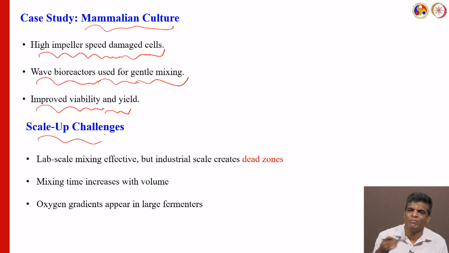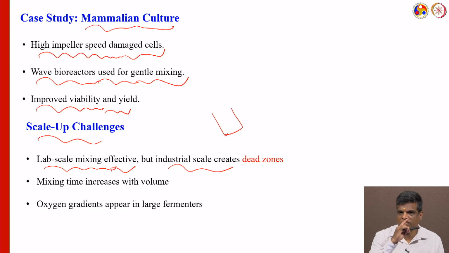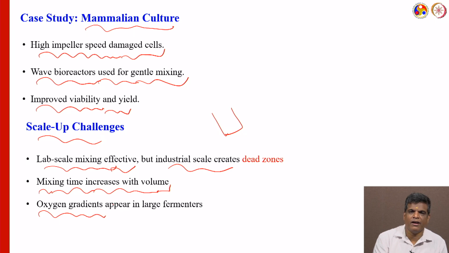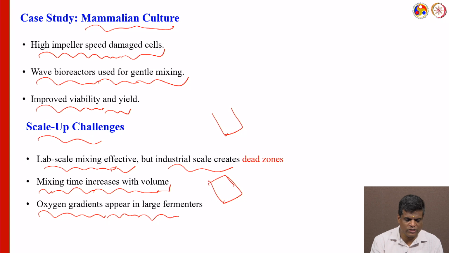For scale up, what are the challenges here? Lab scale works very nicely because of the mixing effectiveness, but whenever you go to industrial scale, it creates a lot of dead zones, and then it is very difficult to scale up. And of course, we have to increase the mixing time with the volume. There is also an oxygen gradient in big, large fermenters. That is a difference of oxygen level in different places, so cell growth is very difficult here.